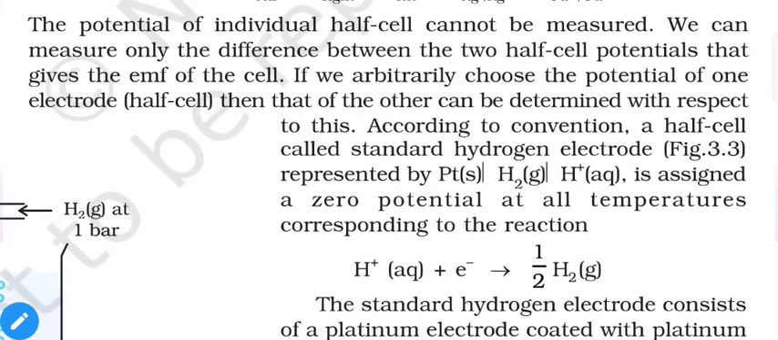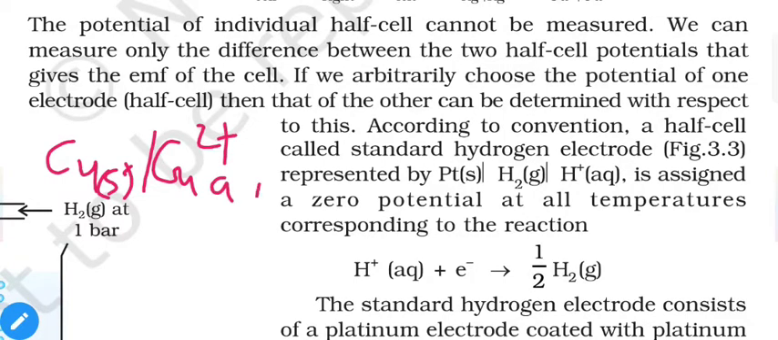So according to convention, a half cell called the standard hydrogen electrode, represented in figure 3.3, is represented by platinum solid slash H2 slash H plus aqueous. Note here, if we represent a copper half cell, it will be something like this: copper solid is in contact with copper ions in aqueous solution. But here we are using a gaseous compound in the reaction.